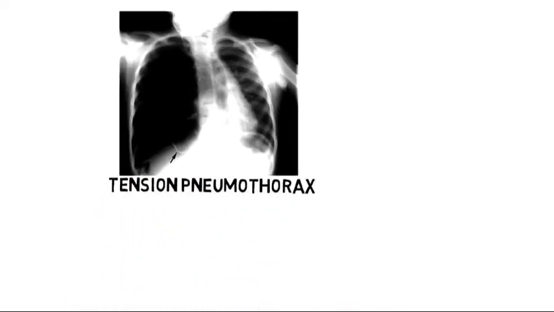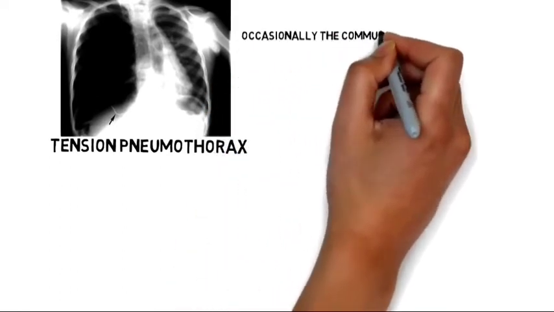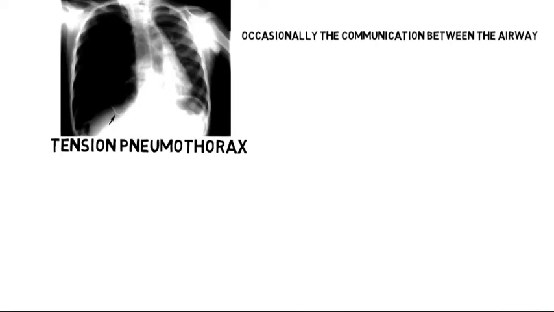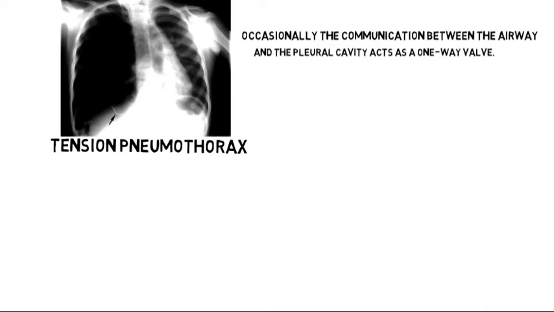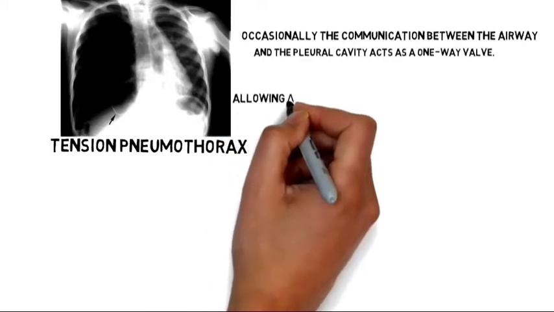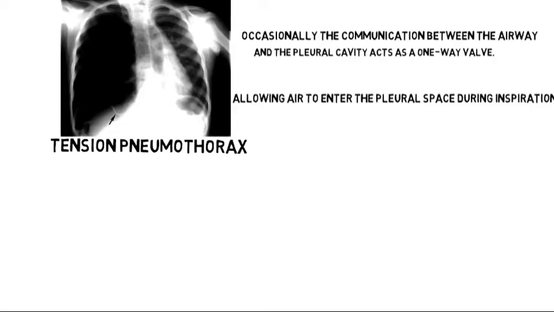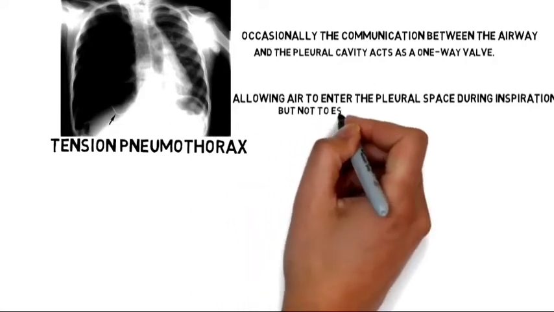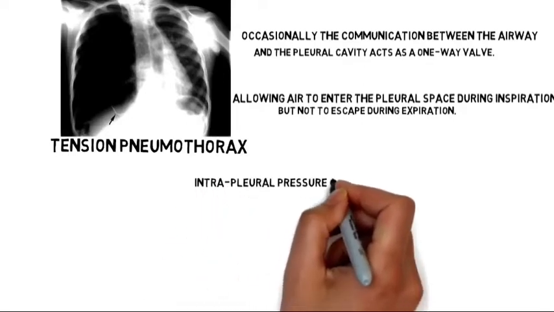Most patients present with severe acute breathlessness and chest pain with altered level of consciousness and hemodynamic instability. In the case of tension pneumothorax, the communication between the airway and pleural cavity acts as a one-way valve, allowing air to enter the pleural space during inspiration but not to escape during expiration. So, with each breath, air traps in.